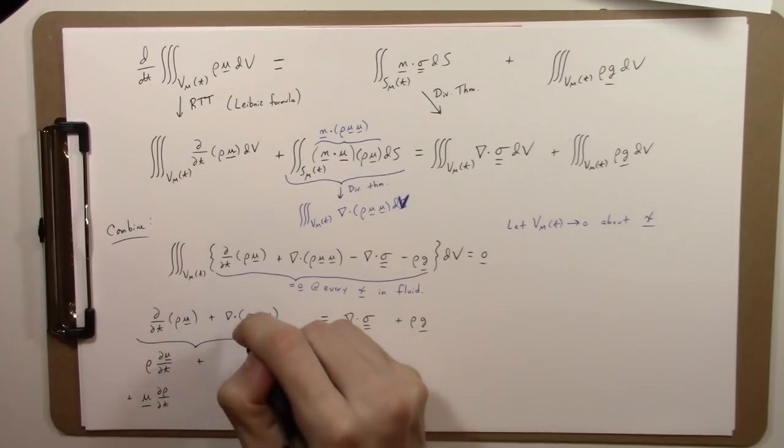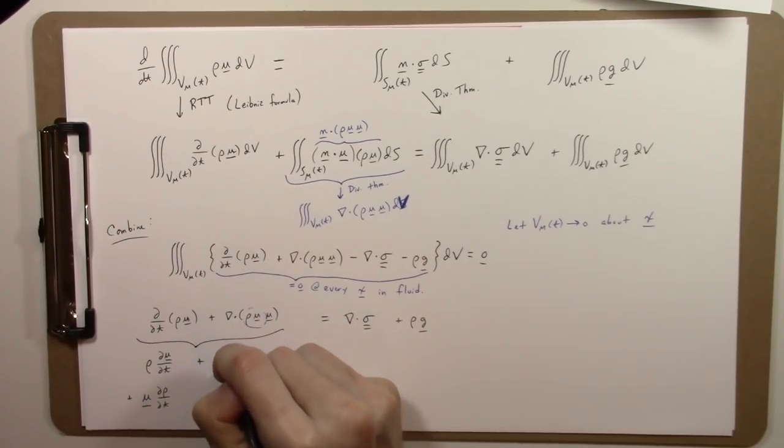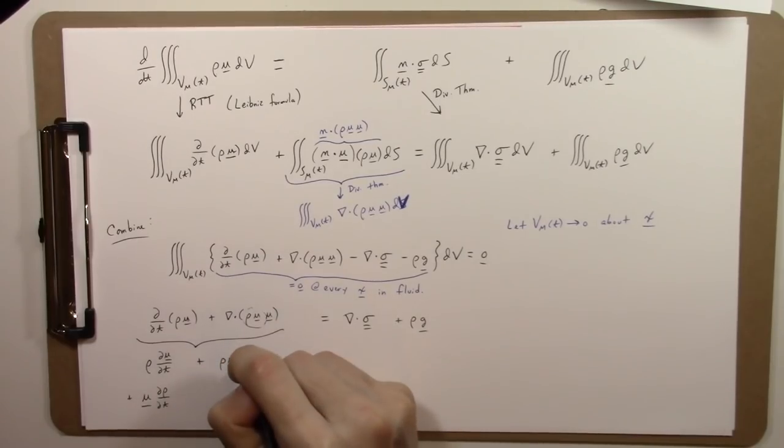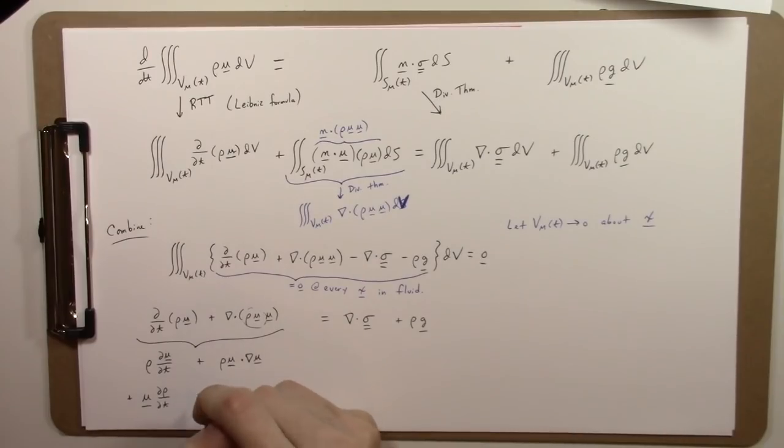So the first term we get, grouping rho u together, we get rho u dotted with the gradient of u plus u del dot rho u.